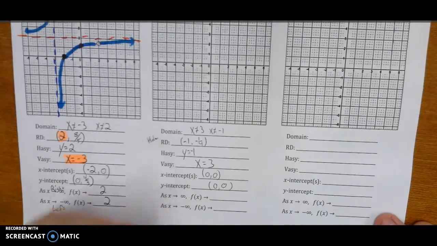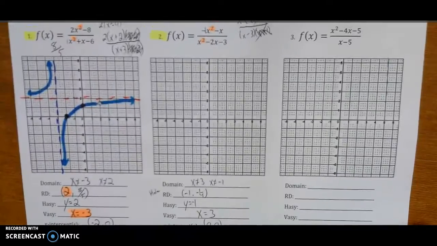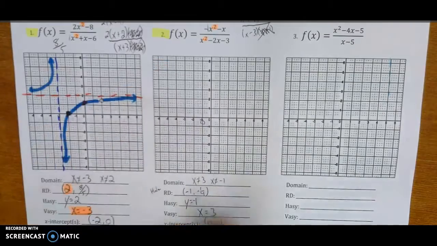How fun. And then for these guys, let's go ahead and wait till we actually see the graph to do those. All right, let's get our framework down. We have a hole in the graph at -1 comma -1/4. -1, -1/4 is roughly right there.